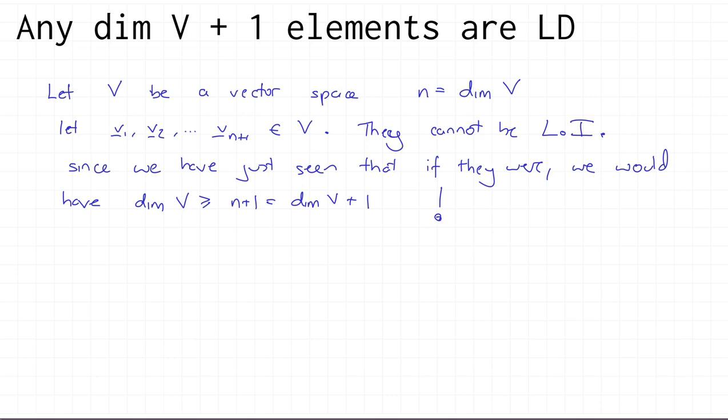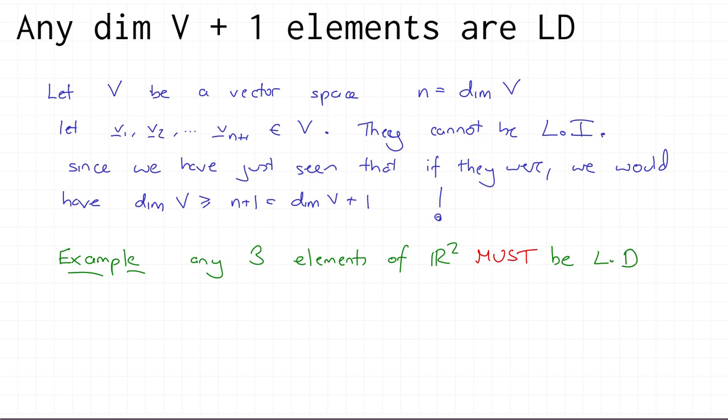So, for example, any 3 elements of R squared have to be linearly dependent. If you give me any 3 column vectors of height 2, then no matter what they are, I know they must be linearly dependent. If you give me any 4 elements of R cubed, I know they must be linearly dependent. If you give me 5 2x2 matrices, I know they must be linearly dependent. So let's write that one down.